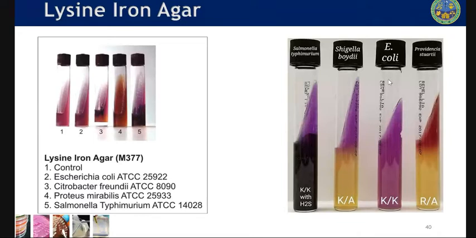If it turns from purple to yellow color, that would be negative for decarboxylation. Okay, so you have here lysine deamination, but no decarboxylation. In the last tube, you have deamination negative for decarboxylation. While in here for E. coli, you have a negative deamination, but you have a positive decarboxylation.